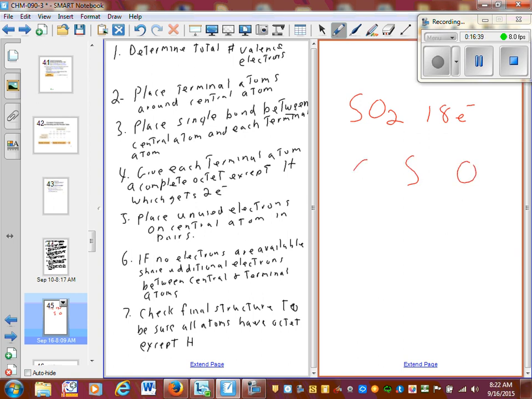Single bond. Always a single bond. Stop trying to jump ahead. Now what? Make the terminal ones have octets. They already have 2, so I'm going to add 6.